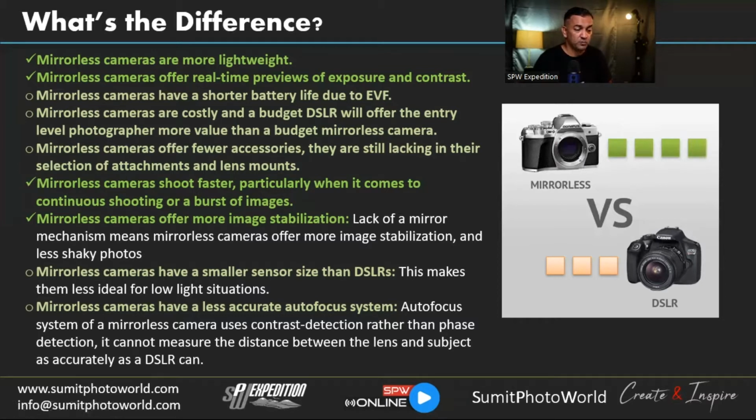Mirrorless cameras have a smaller sensor size than DSLRs. You need to understand this makes them less ideal for low light situations. When you're working in low light, like in the early hours of the morning before sunrise, or in the evening after sunset, doing outdoor work without external sources of lighting, you need to depend on ambient light. With the big sensor in a DSLR camera, you have a better opportunity compared to the mirrorless camera, because the sensor is small and it's not ideal for low light photography.